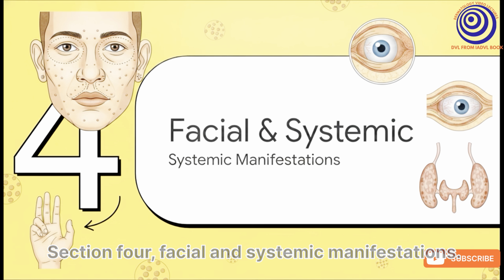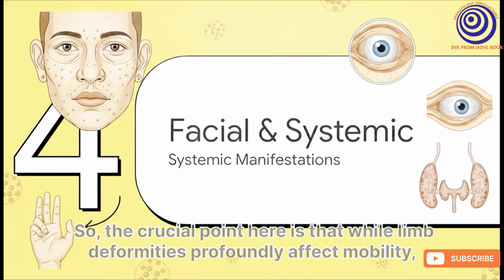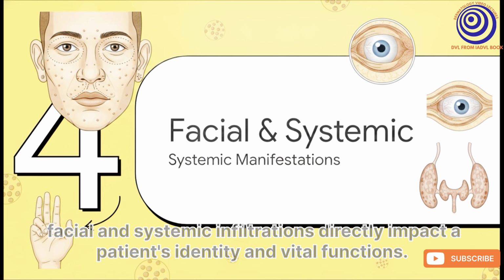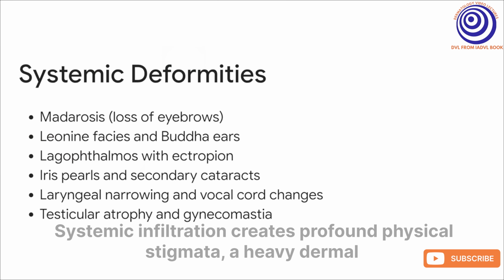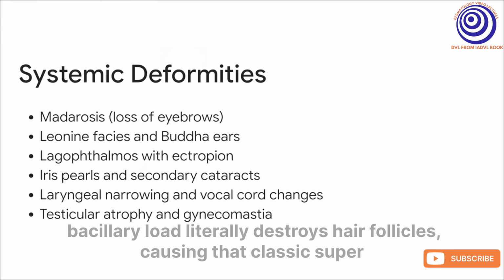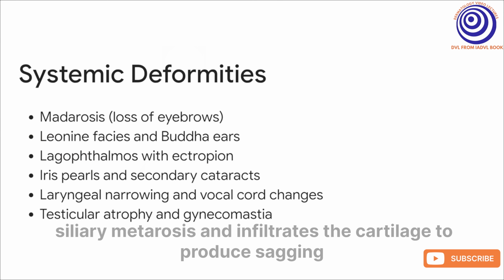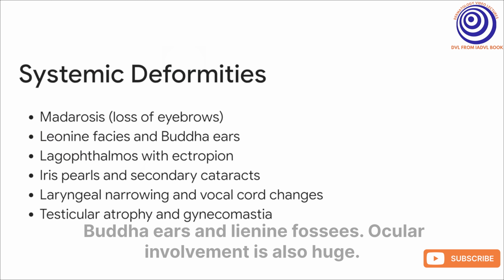Section 4, Facial and Systemic Manifestations. So the crucial point here is that while limb deformities profoundly affect mobility, facial and systemic infiltrations directly impact a patient's identity and vital functions. Systemic infiltration creates profound physical stigmata. A heavy dermal bacillary load literally destroys hair follicles, causing that classic superciliary Madarosis, and infiltrates the cartilage to produce sagging Buddha ears and leonine fauces.